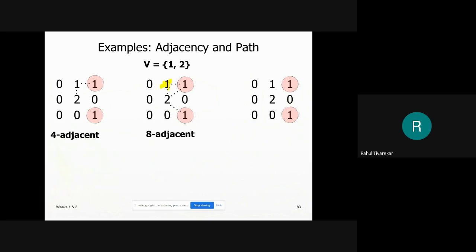This is the eight adjacent neighbor. This is the eight adjacent of a 2. There are other neighbors of a 2 like this 0, this 0, this 0, this 0 and this 0.